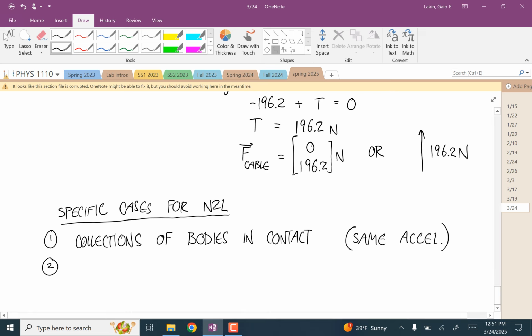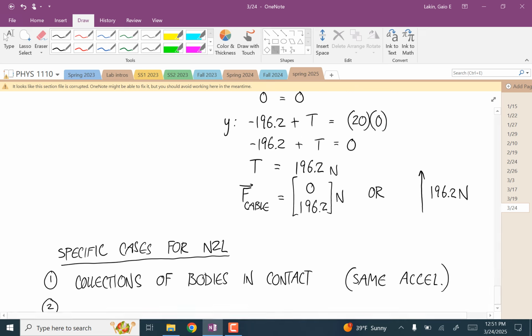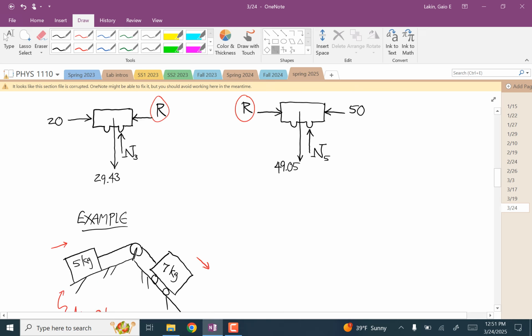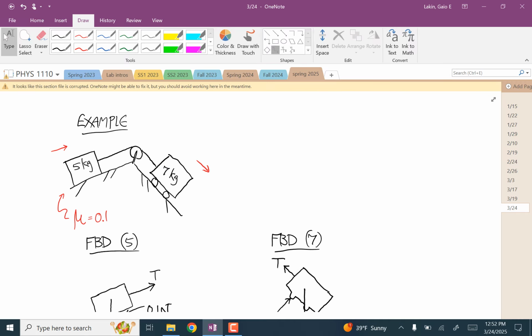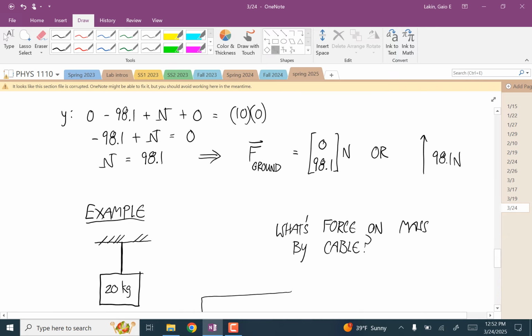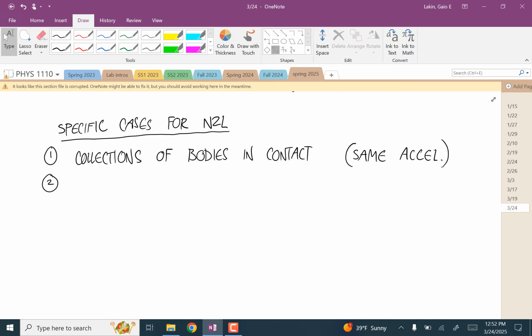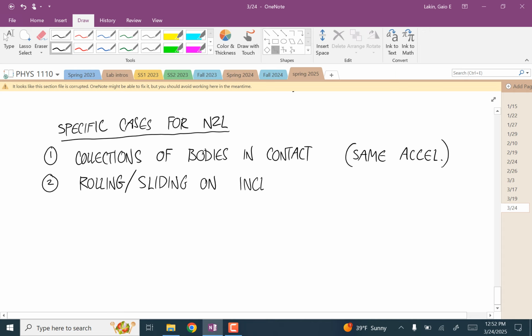The second case is objects that are rolling or sliding on inclines. So we did a free body diagram of something like this somewhere. Well, this is an example of that. Both of these 2 bodies are on inclines. And so we're going to have a special approach for that. So this is bodies that are rolling or sliding on inclines.